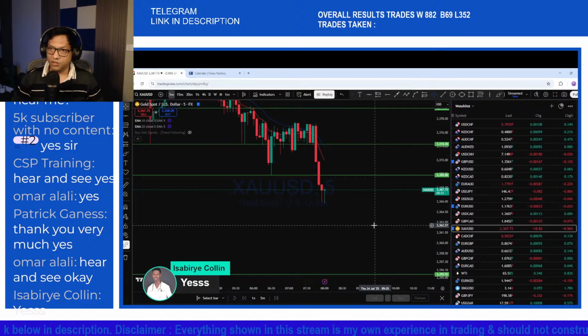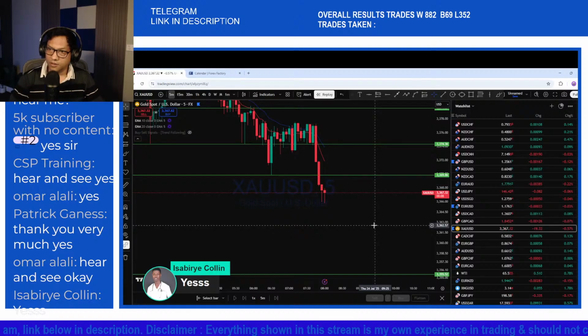We'll be waiting for that bounce here. This is from a very narrow doji.